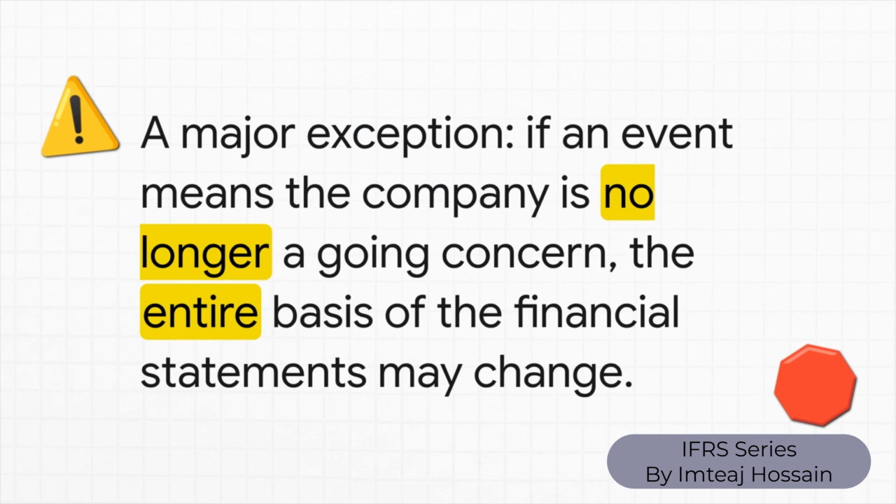Now, there is one major exception, a really important caveat here. If a non-adjusting event is so catastrophic that it actually threatens the company's ability to stay in business, what accountants call a going concern issue, then the rules can change. If the basic assumption that the business will continue is no longer true, the entire foundation of the financial statements might have to be rethought.